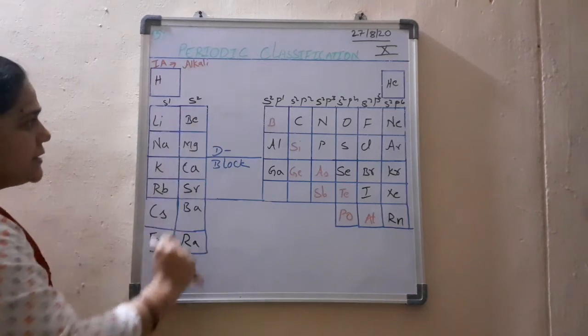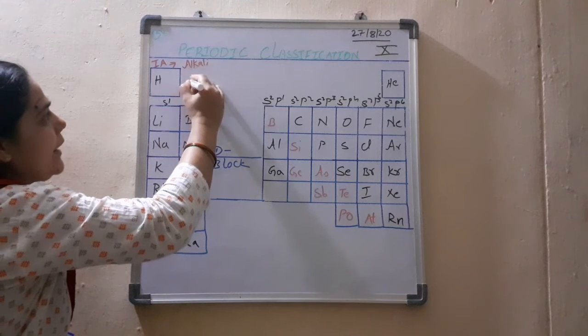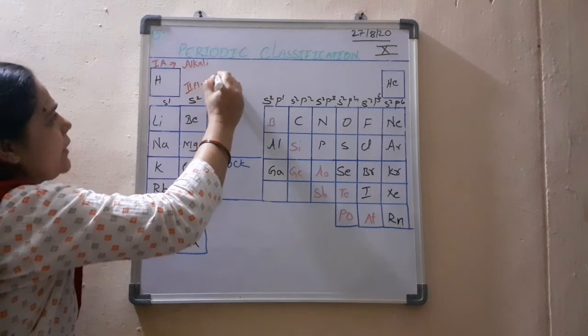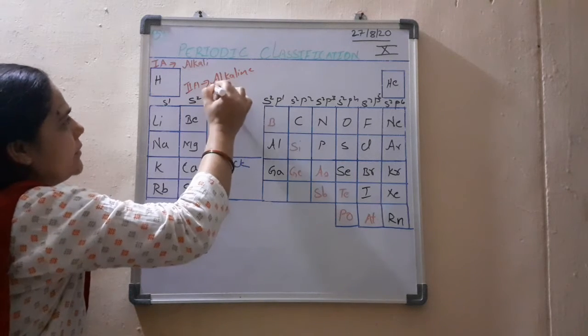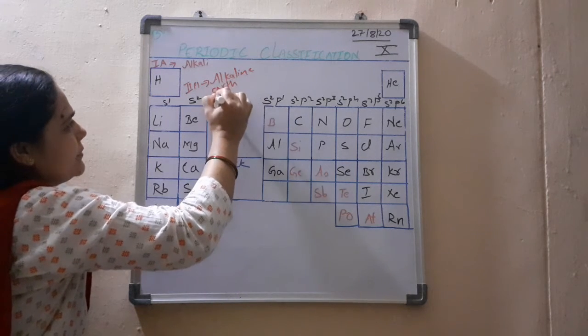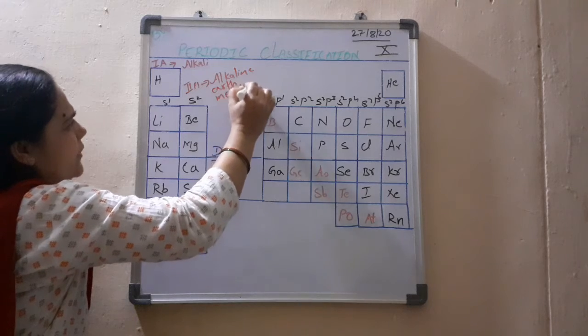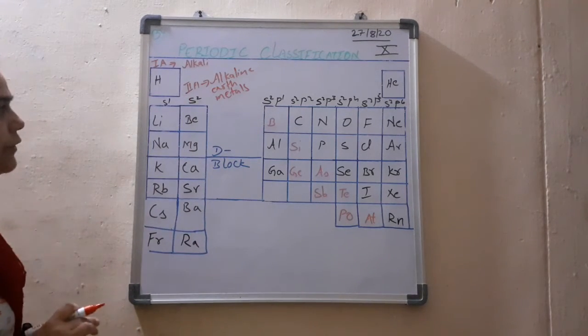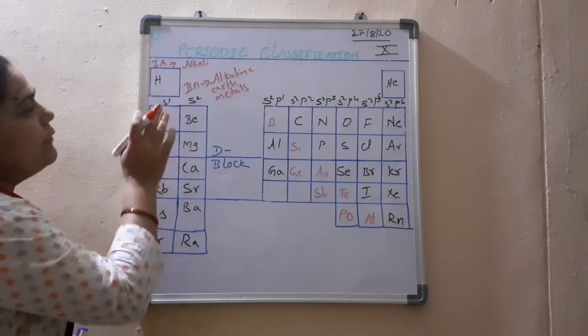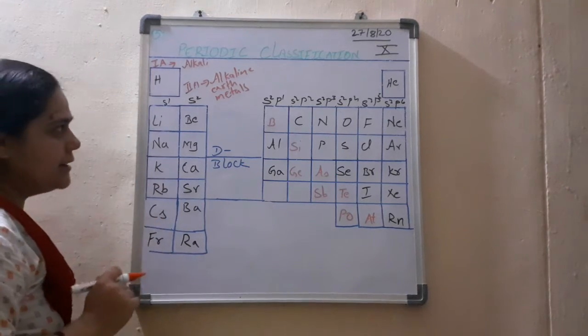Then coming to the second group. This second A group is called alkaline earth metals. Now what is the difference between the alkali and alkaline earth metals? There is not much difference. The major differences are with respect to their density and valency.